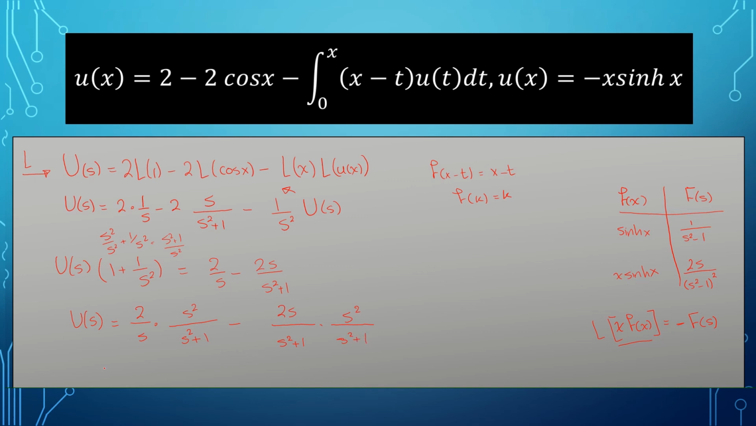Okay, and this will give us 2s squared over s squared plus 1, as this will go with that, minus 2s raised to 3 over (s squared plus 1) all squared.